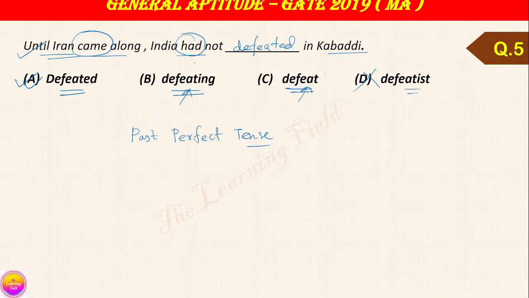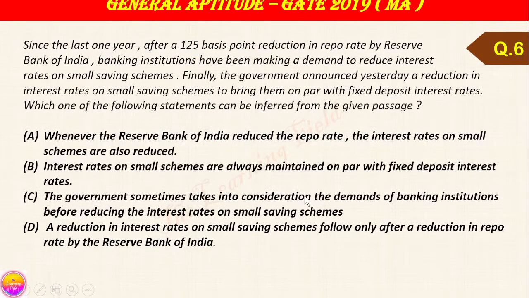Since here had is given, therefore we use the past perfect tense. The verb form is also the third form of the verb. Okay, so this is the question. So these 5 questions are of 1 mark, and now we are going to question number 6, and 6 to 10 we all know are 2 marks questions.